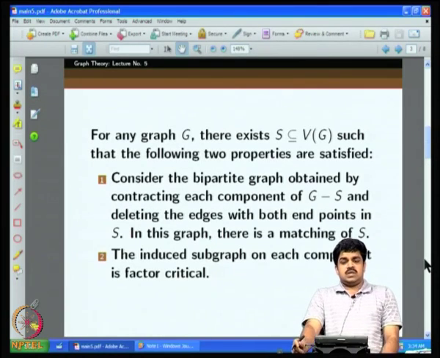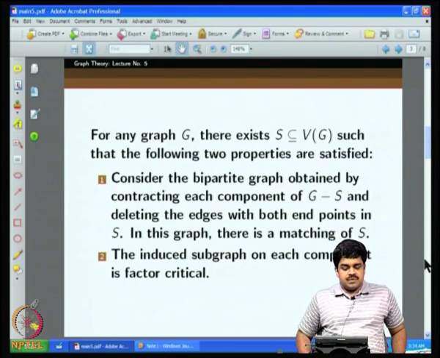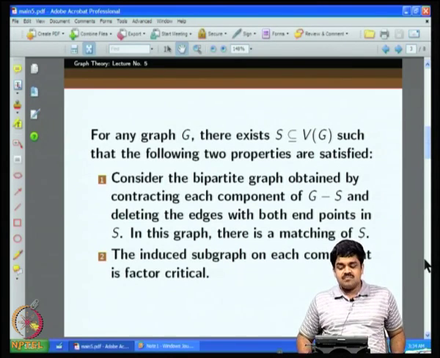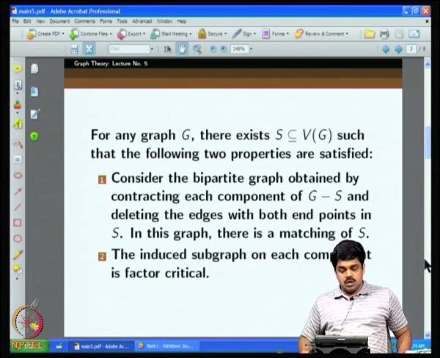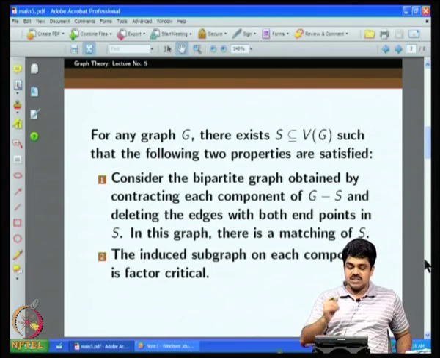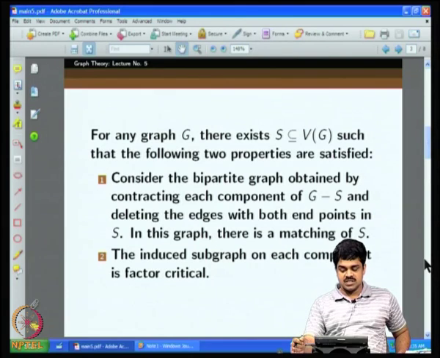So, the statement says give me any graph G, then I will show you some subset S in it such that the following 2 properties are satisfied. Again, the first condition is somewhat complicated, but the second condition is much easier to explain. That means, this S will be such that if you remove S from G, the components of G minus S, each component will be factor critical.